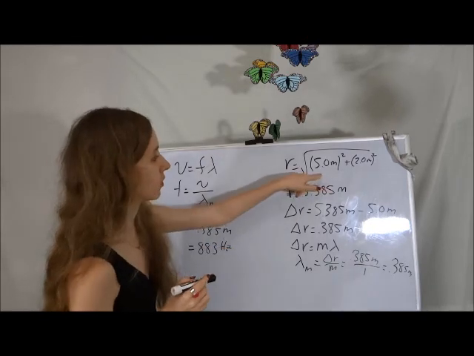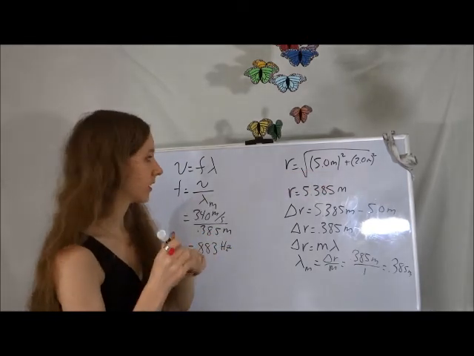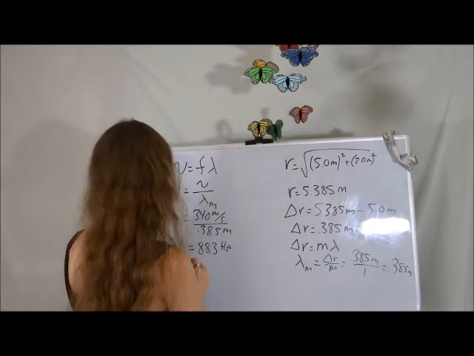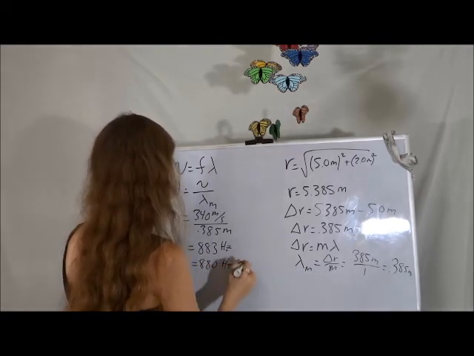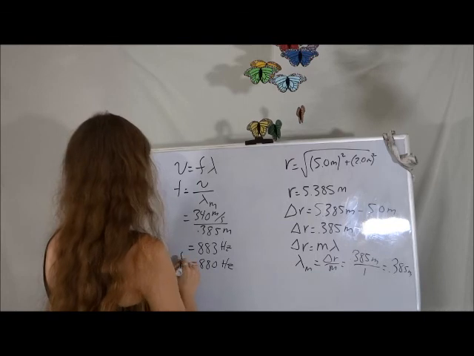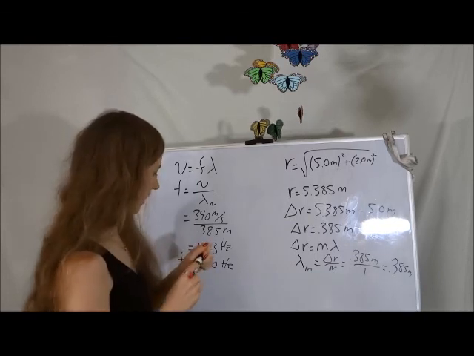Now we have only 2 sig figs here, so we are going to officially round this down to 880. So our final answer is going to be f is equal to 880 hertz.